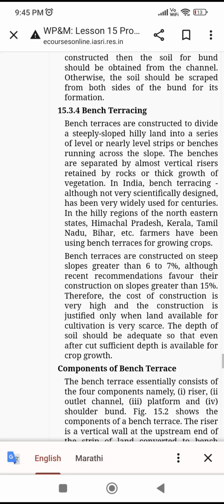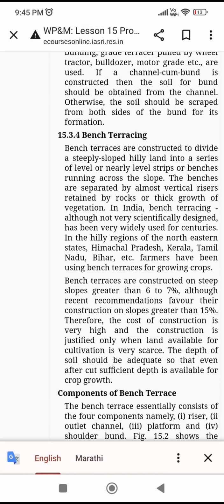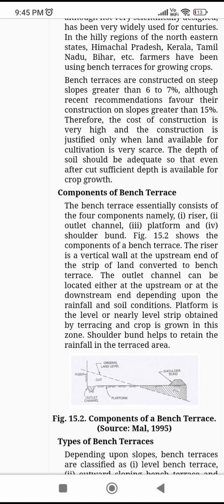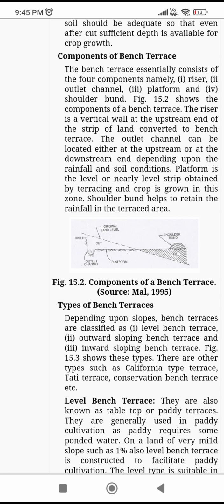Now terraces. Bench terraces are constructed to divide a steeply sloped hilly land into a series of level or nearly level strips or benches running across the slope. Bench terraces are constructed on steep slopes greater than 6 to 7%, although recent recommendations favor their construction on slopes greater than 15%. So what are the components of a bench terrace? Riser, outlet channel, platform, and shoulder bund.